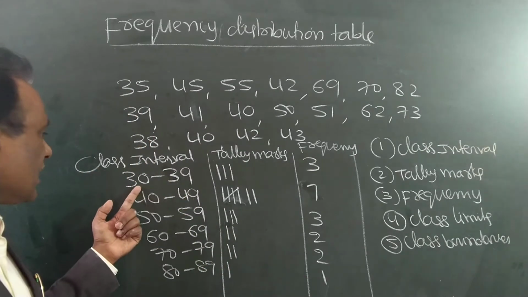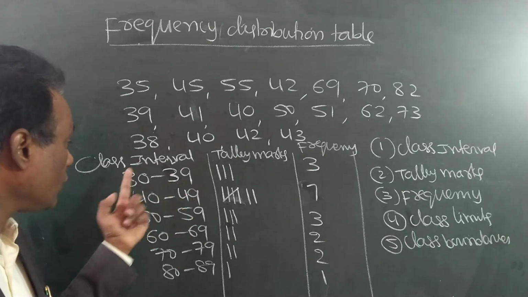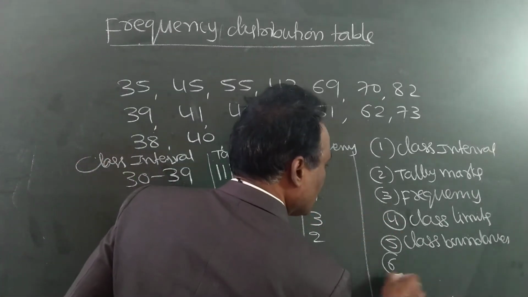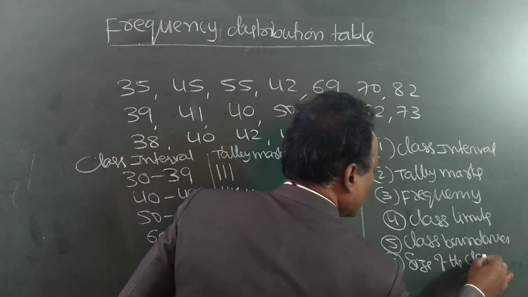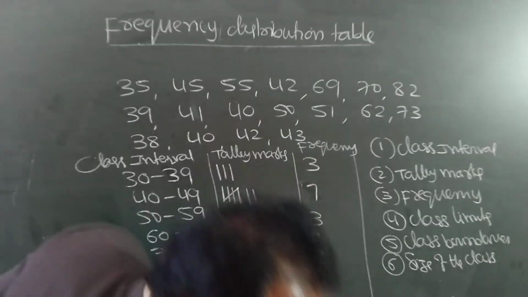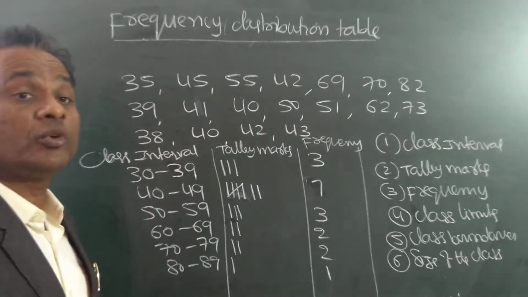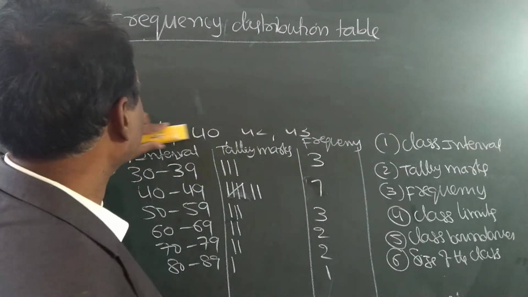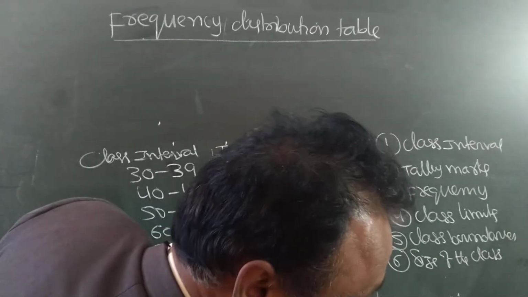So the starting value is called the lower limit of the class. This is called the upper limit of the class. Lower limit, upper limit. Next, the size of the class I will also explain. Size of the class or class interval, length of the class. So these points I am explaining, students. This table is called a frequency distribution table. Write down the heading: Frequency distribution table.